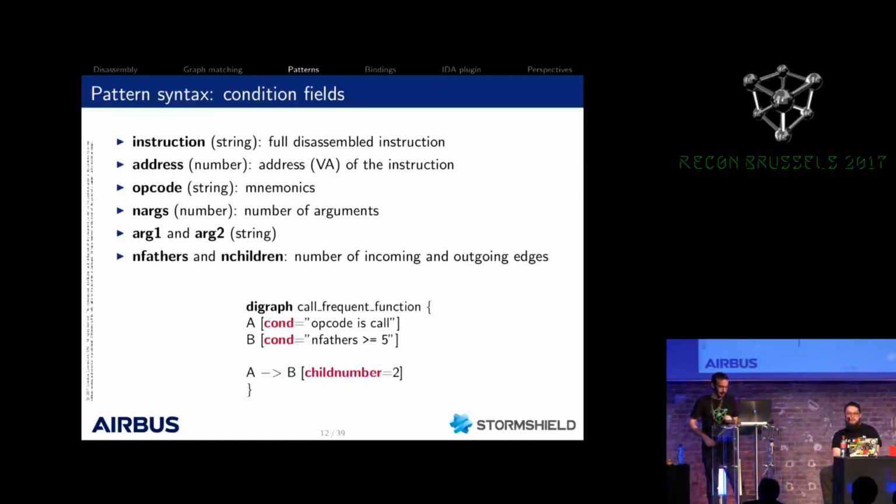I have an example here that says I'm looking for a function that is frequently called, so there is a call to this node. The call is a node A, and the instruction being called is B. And then there is an edge between A and B. The number of the edge is 2 because it's not a following instruction, it is a remote instruction. The condition we have on node B is that it has multiple incoming nodes, so that will help us find functions that are frequently called in the code.